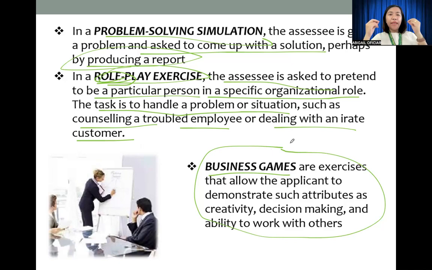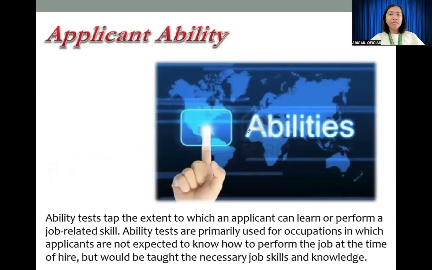And may mga pinagawa sa kanila in the form of game. At yung mananalo sa game, sila yung ma-absorb doon sa company. So that's an example of business game. So pwedeng may competition, then later on, we decide kung sino ang makagawa ng mga tasks doon sa competition, sila yung i-hire natin. So that's business games.